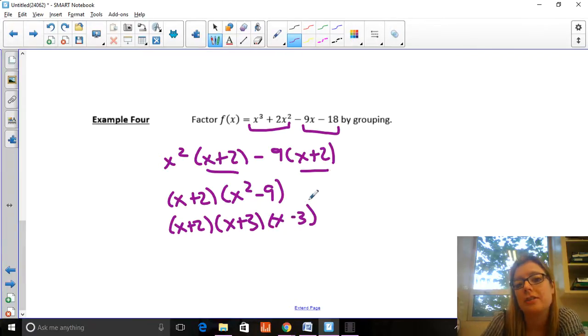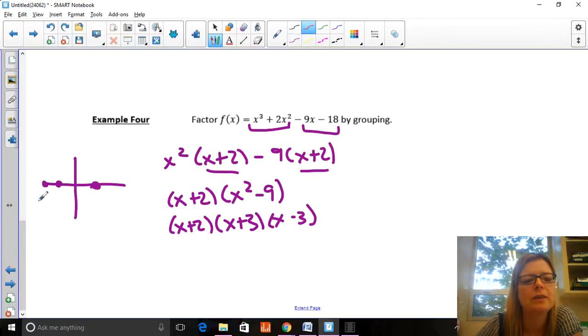If I wanted to sketch this, for instance, now I know that I have a 0 at negative 2, at negative 3, and at positive 3. I know it's a cubic with a positive leading coefficient. These zeros are all of order 1, so it would look something like this, and I could find my y-intercept, which is negative 18. And I would label all these. That's why factoring is useful, because before I had no idea how to sketch this, and now with the zeros, I do.